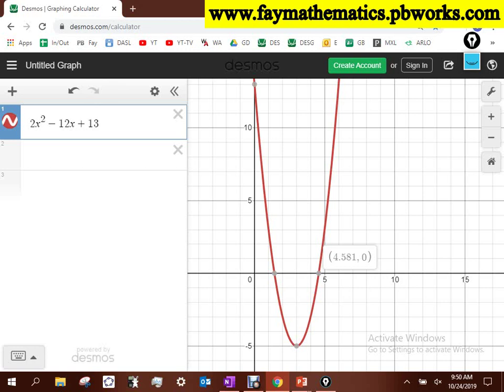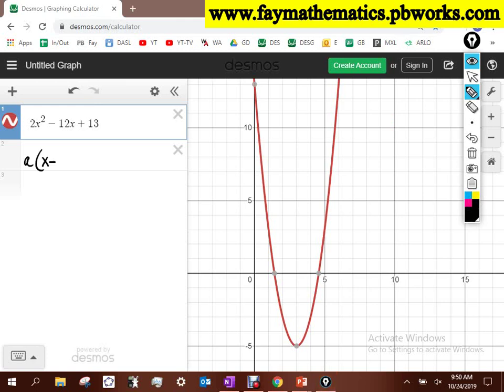However, there will be times where they ask you, take this function, 2x squared minus 12x plus 13. Take the graph that you have right there and see if you can efficiently convert this 2x squared minus 12x plus 13 into our vertex form. So if I want to change this thing to vertex form, let's think about this. Vertex form is a times x minus h squared plus k, right?